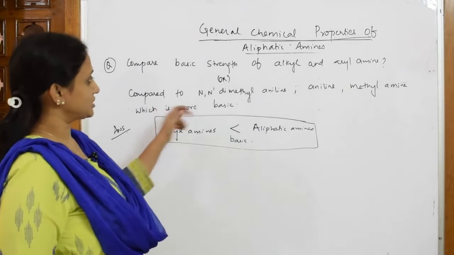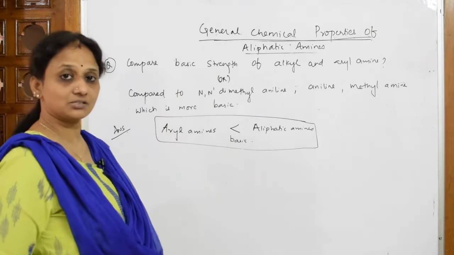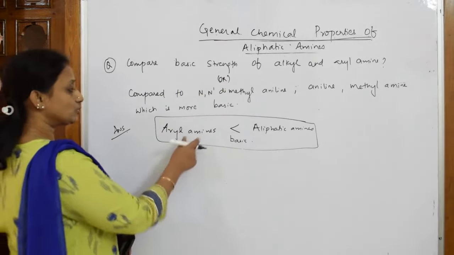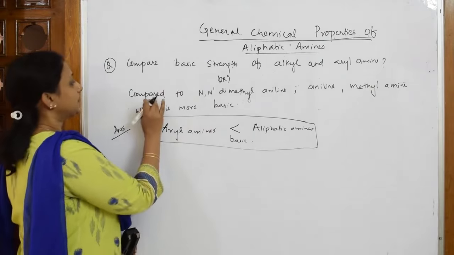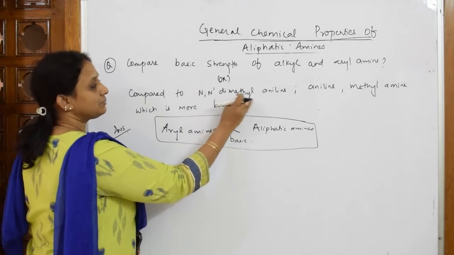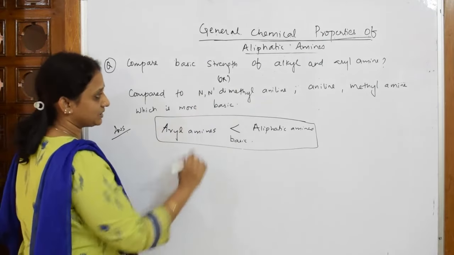Now let us see this question. Suppose if they're not giving like this, they may give you like this also. You should be very careful. Now I know this concept. Apply this concept to this. Compared to N,N-dimethyl aniline. So let us write N,N-dimethyl aniline.